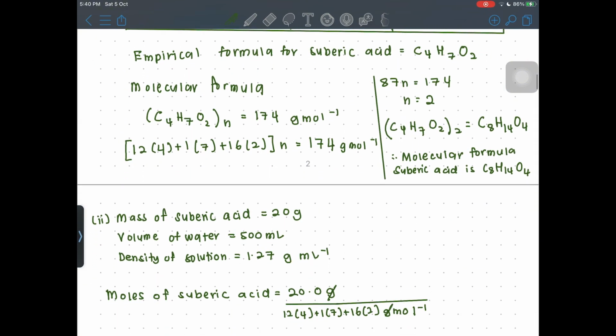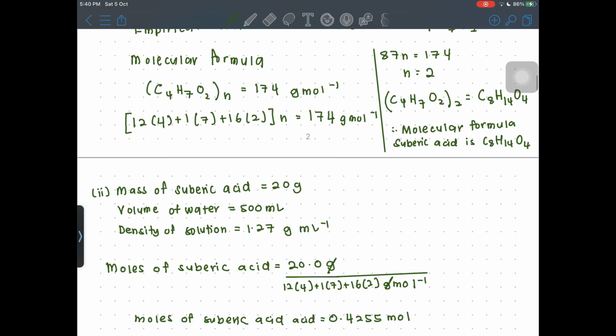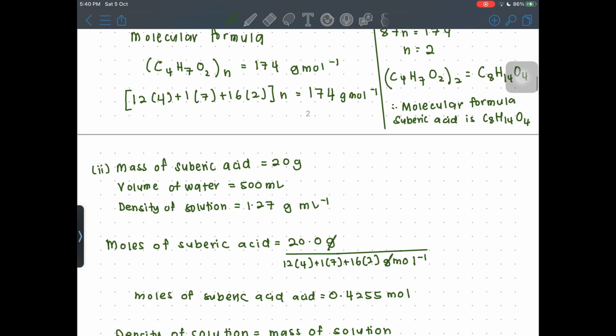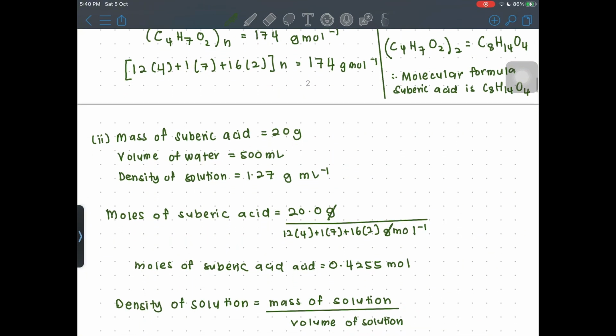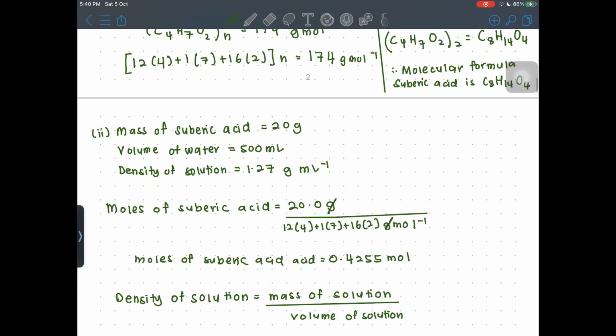And then next, the question asks to calculate the molality of suberic acid. So first of all, we need to write down all of the information given. So mass of suberic acid is 20 gram, volume of water 500 ml, density of solution 1.27 gram milliliter -1. So first thing first, we need to find the moles of suberic acid. So we can use the formula mass over molar mass. So we will get the mole of suberic acid is 0.4255 mole. And then we need to calculate the mass of the solution.